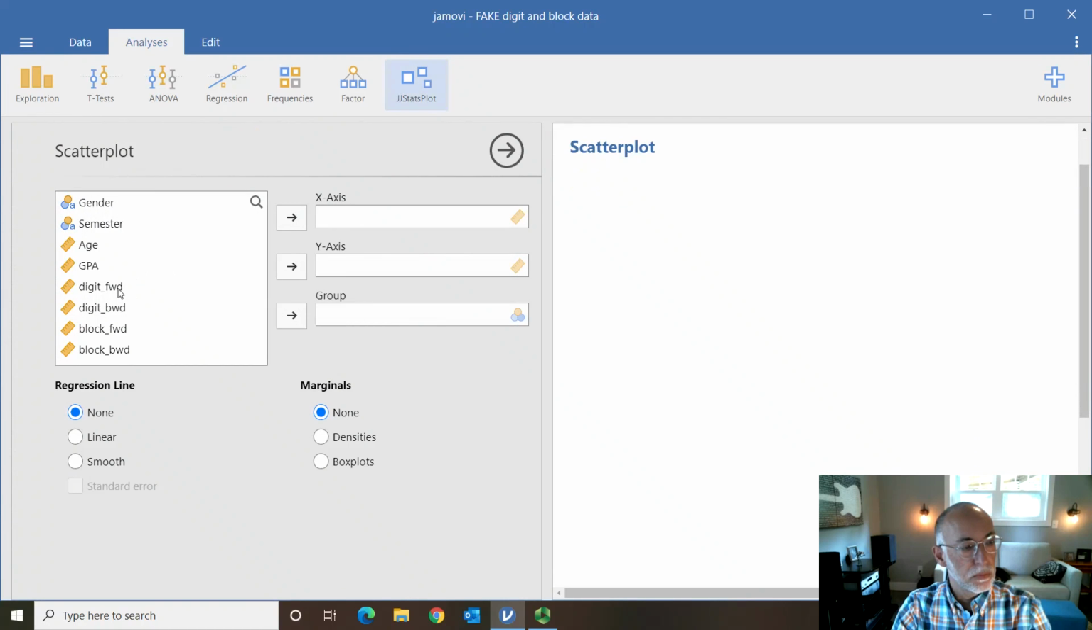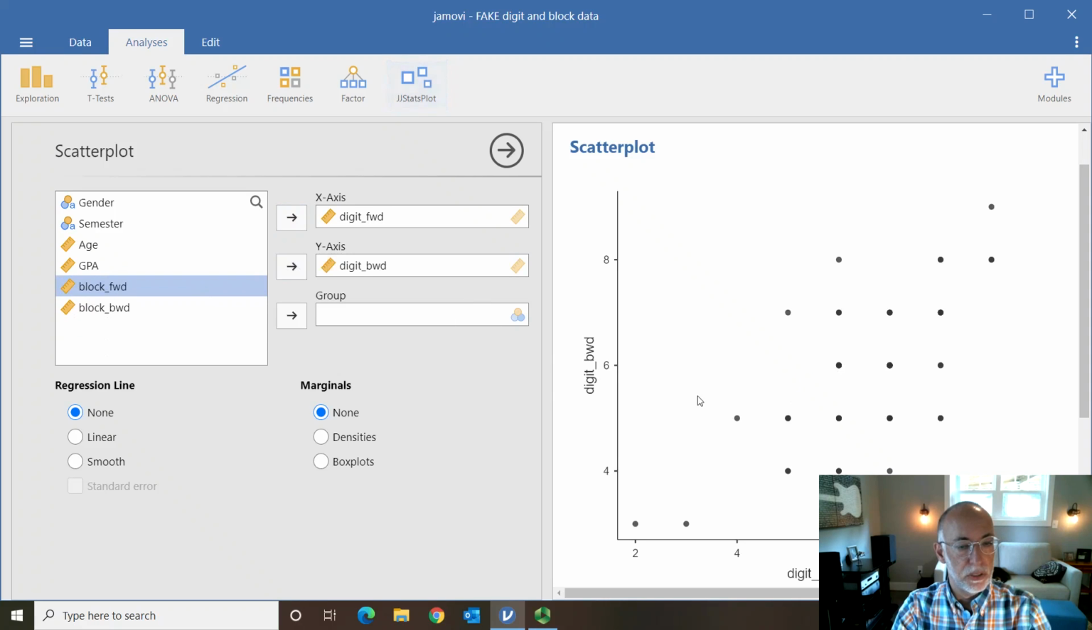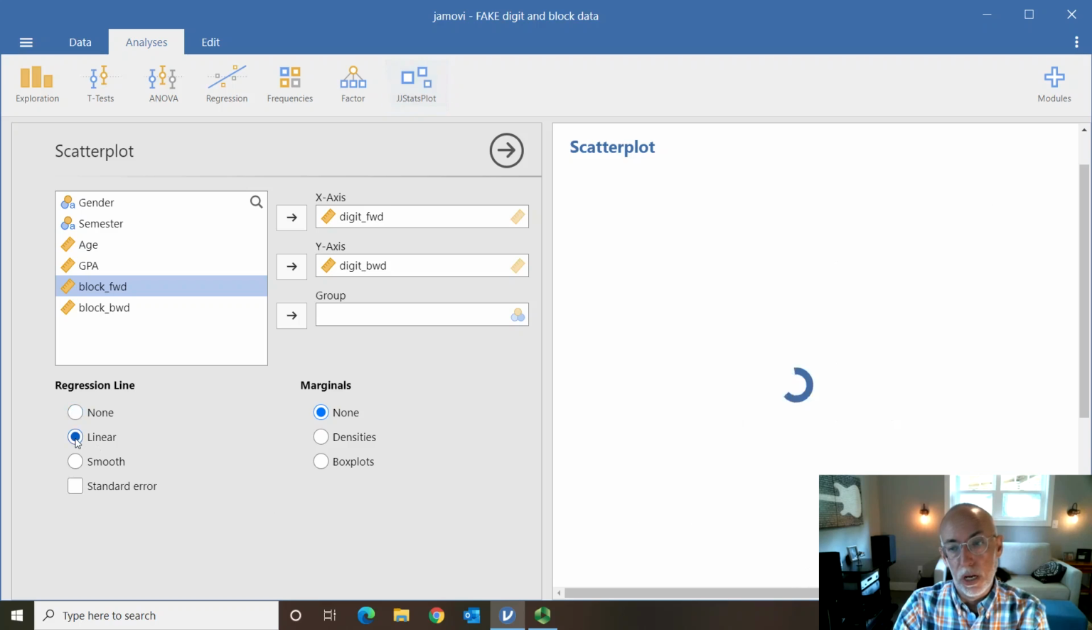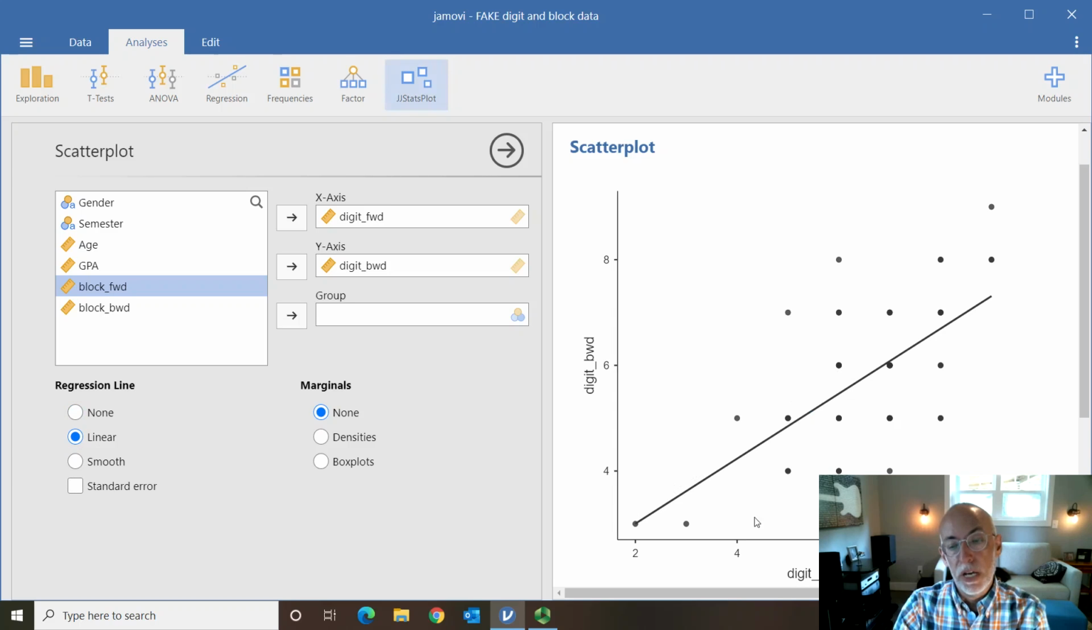Let's start with digits forward on my x-axis, digits backward on my y-axis. If you look at the scatter plot, forward is on the x-axis. We're using it to predict backward. In any graph in any science, the x-axis is your predictor going horizontally, and the y-axis is the outcome you're trying to predict. And you can see there's a linear relationship. I can ask for a linear regression line, and you can see the linear relationship between forward and backward digit span, that they're related. As forward goes up, you can predict backward. You can use the line to do it, right?